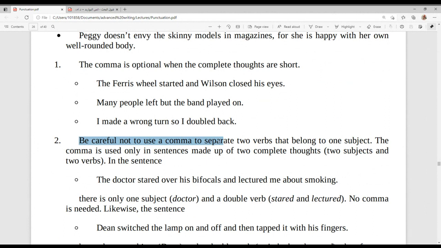Now, be careful not to use a comma to separate two verbs that belong to one subject. The comma is used only in sentences made up of two complete thoughts. Two subjects, two verbs in a sentence. Look at this example here. The doctor, this is the subject, stared over his bifocals and lectured me.